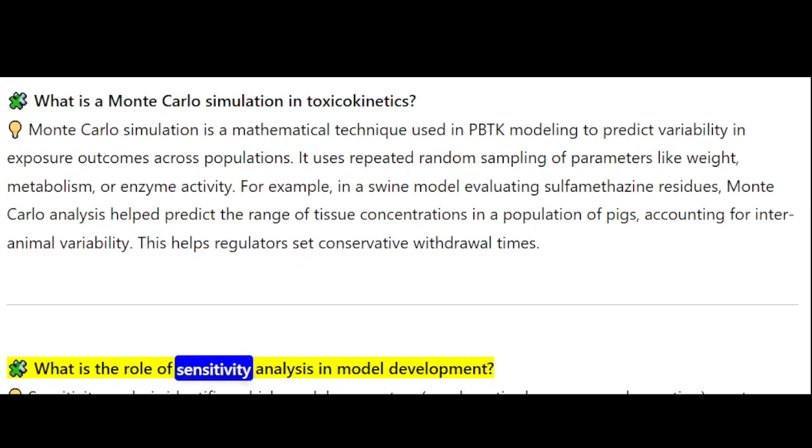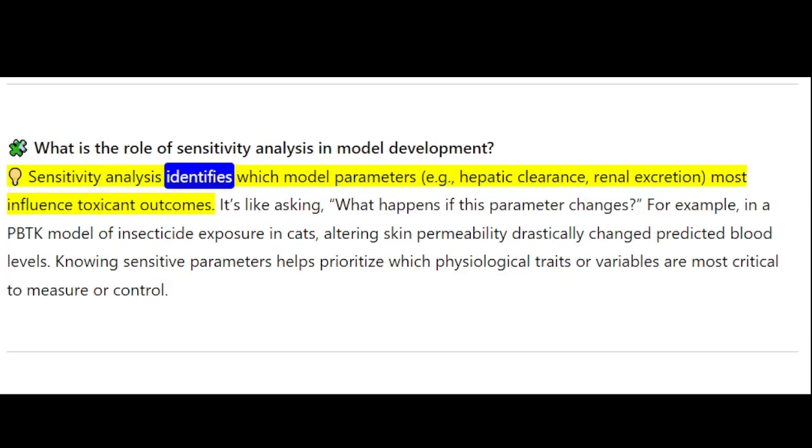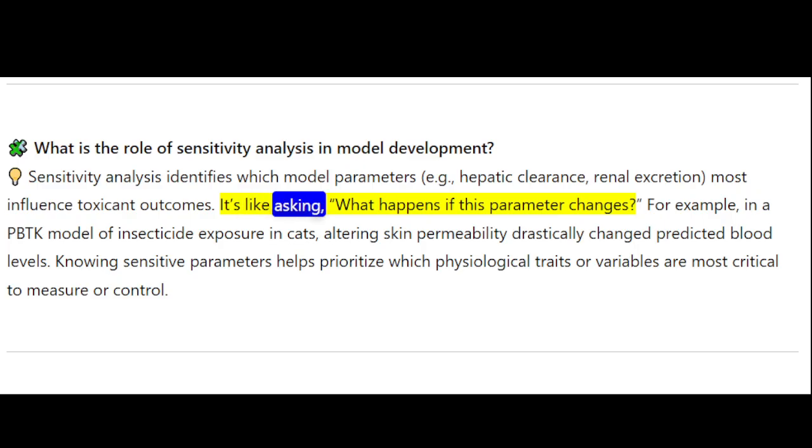What is the role of sensitivity analysis in model development? Sensitivity analysis identifies which model parameters, for example, hepatic clearance, renal excretion, most influence toxicant outcomes. It's like asking, what happens if this parameter changes?